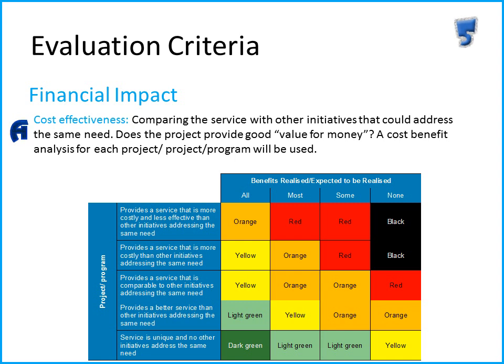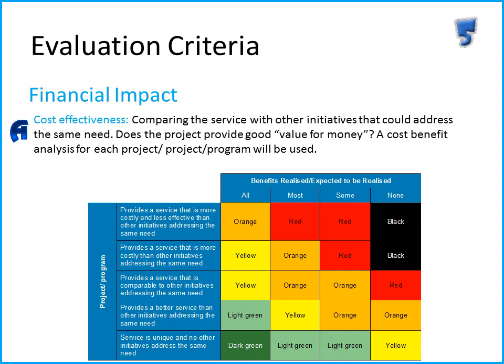We then look at whether the benefits or expected benefits were actually realised. If all the benefits were realised, and this is a unique project or service addressing the needs and there are no others doing it, a dark green rating would be given. If the project is found to deliver a better service than others addressing the same need and all the benefits were realised, it would be given a light green.